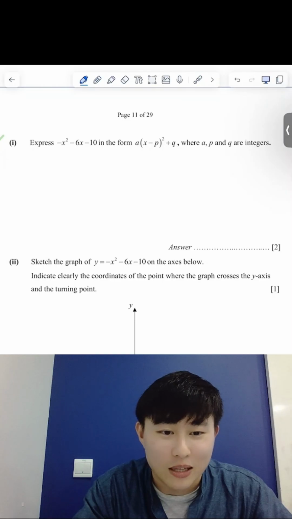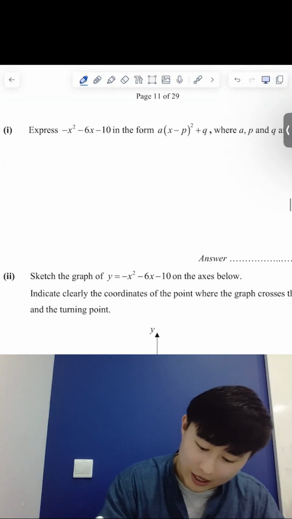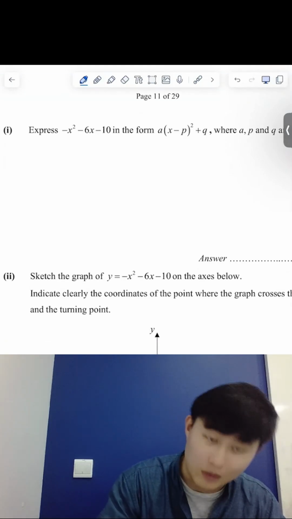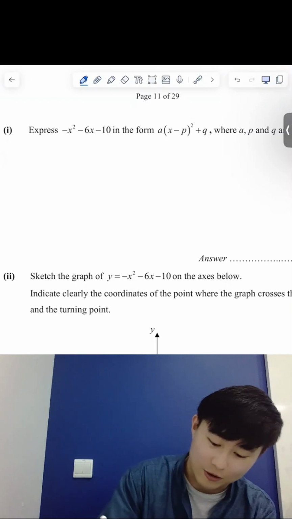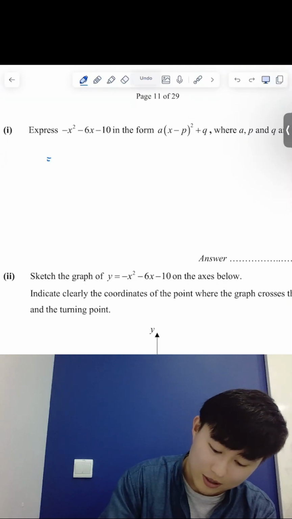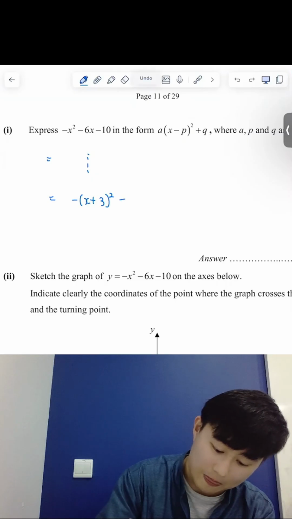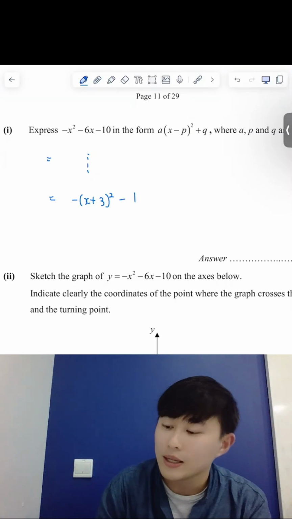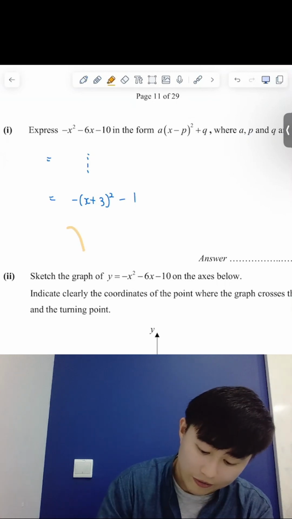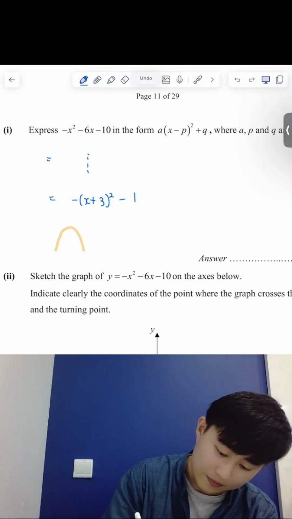Factorize out the negative. Yes, very good. Must factorize out the negative. Since you all are so good, I'm going to skip this first part and jump to the second part straight. The final answer is this. Those of you who know what you're doing, yes, this is a set phase graph. At the same time, can you tell me what are the coordinates of the maximum point?